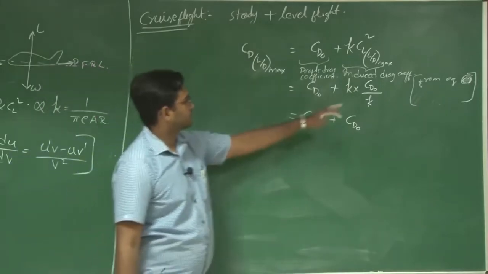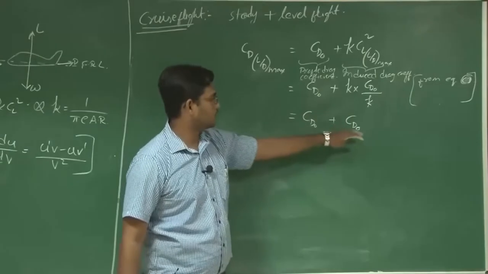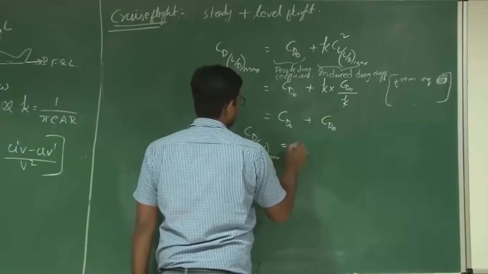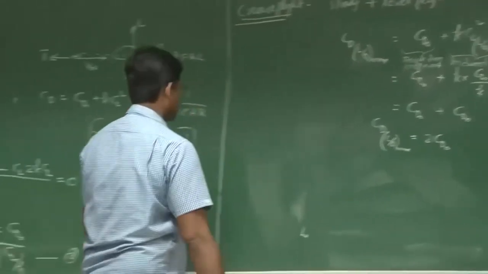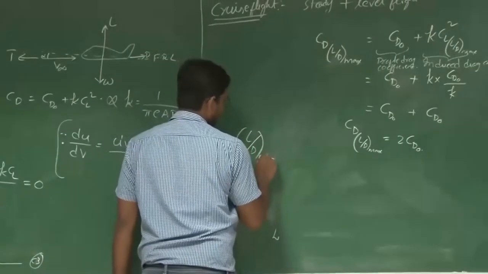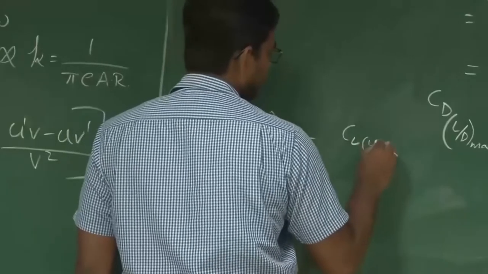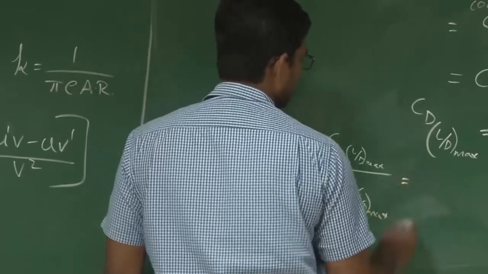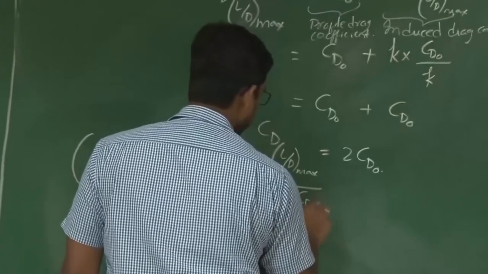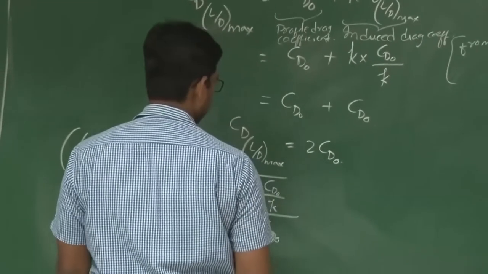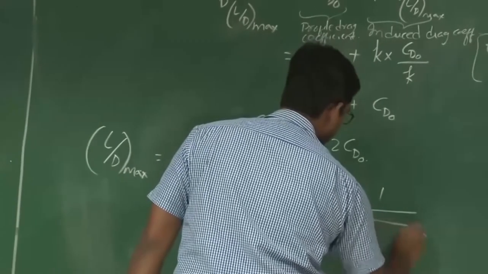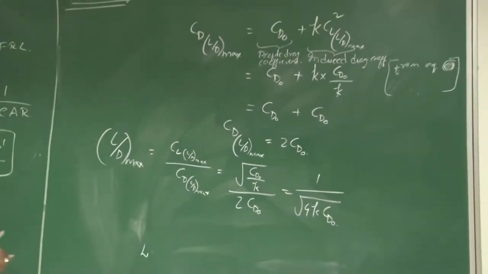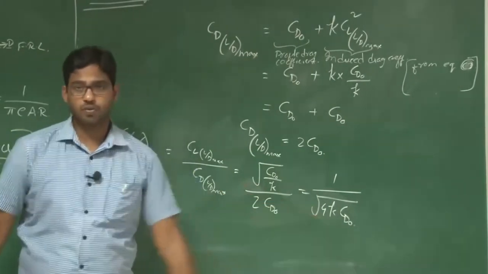Right. So in this case, during the L by D max condition, your profile drag is equal to induced drag, right? So the total drag coefficient here for L by D max is equivalent to 2 CD naught, right? Now what is L by D max? It is equal to CL for L by D max and CD for L by D max. This equals the square root of CD naught by K divided by 2 CD naught. This is equal to 1 by root over 4 K CD naught. You see here, L by D max is 1 by root over 4 K CD naught.